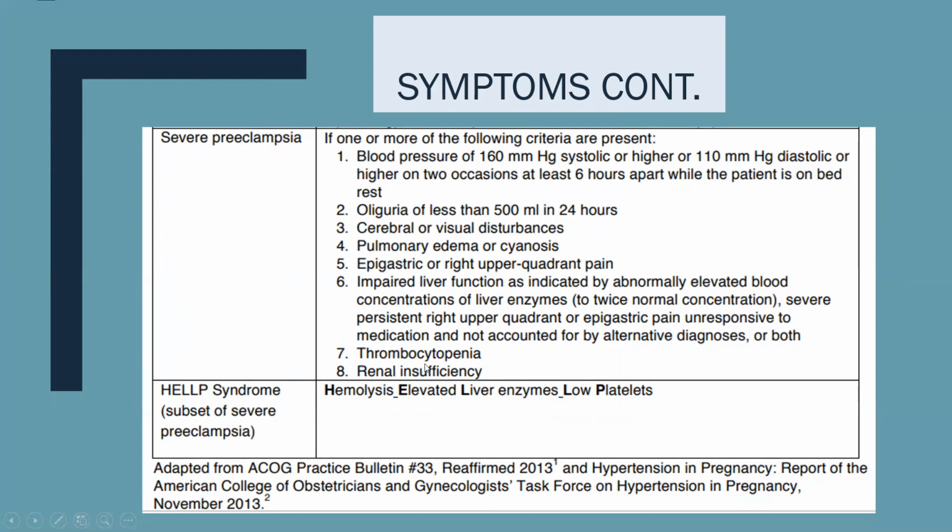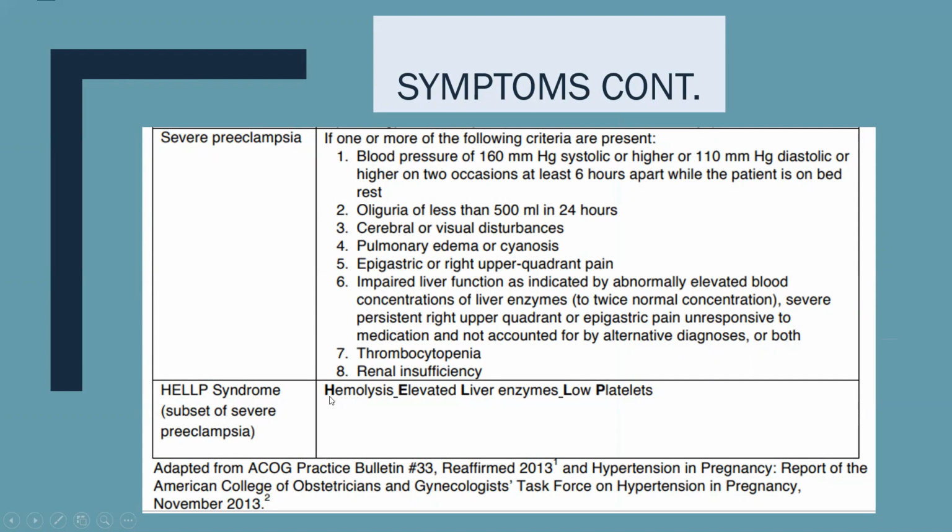They might have thrombocytopenia and they'll have renal insufficiency. So we call it severe preeclampsia if they are meeting one or more of the following criteria. And then we can also move into something called HELLP syndrome. And this is kind of a continuation of severe preeclampsia.